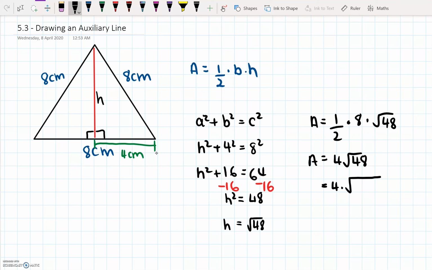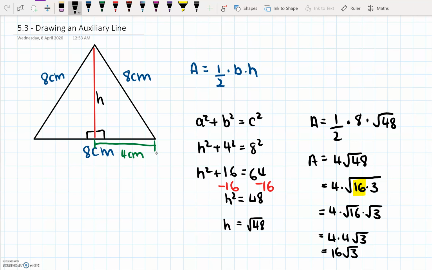Okay, and in this case, I think the best option that we're going to have is 16 times 3, because remember, one of those numbers must be a square number from our square list, and 16 is on our square list. Okay, so 16 times 3 is 48. So we have 4 times root 16 times root 3. Root 16 we know is 4, so it's 4 times 4 root 3, which is equal to 16 root 3. Okay, so this is the simplified form.